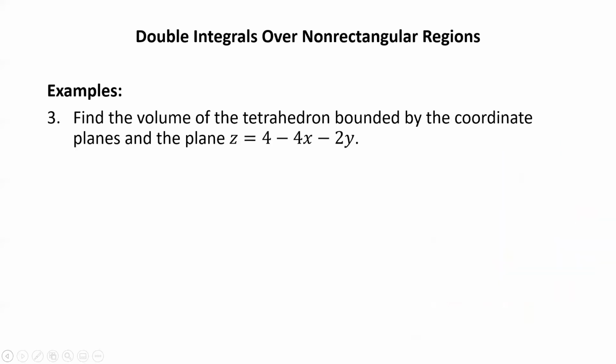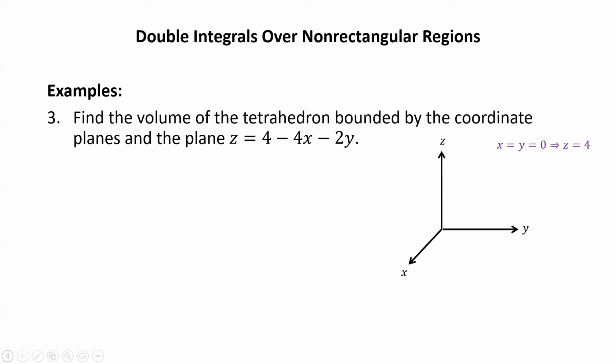Next, find the volume of the tetrahedron bounded by the coordinate planes and the plane z equals 4 minus 4x minus 2y. Once again, let's draw a picture of the situation here. Since we're being asked for a volume, it's nice to have a three-dimensional picture. So what I'm going to do is plot the three intercepts of this plane so that we could get a nice picture of the plane as it passes through the first octant.